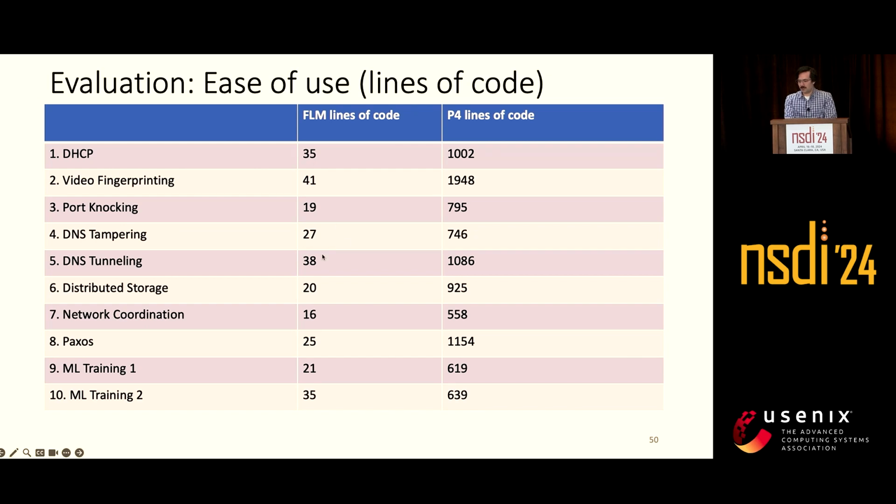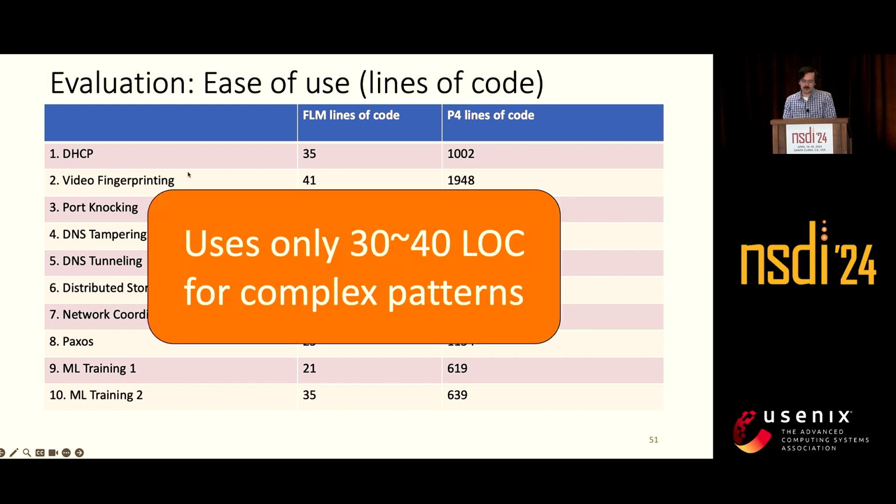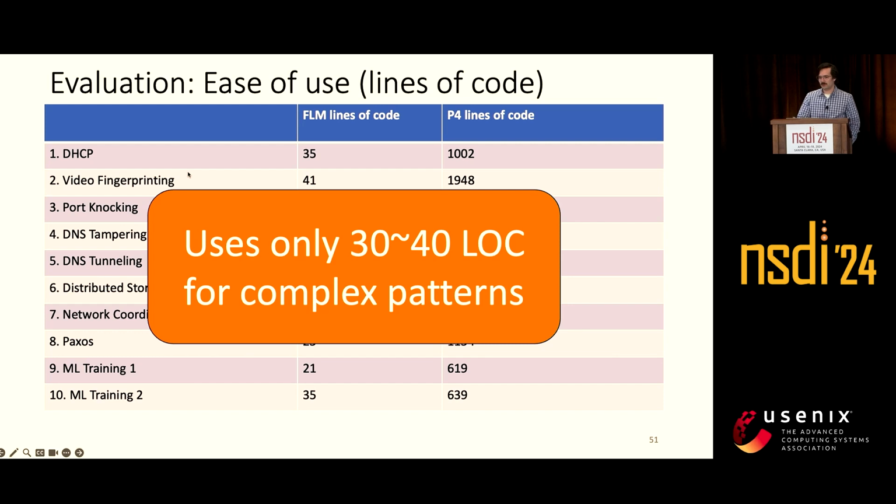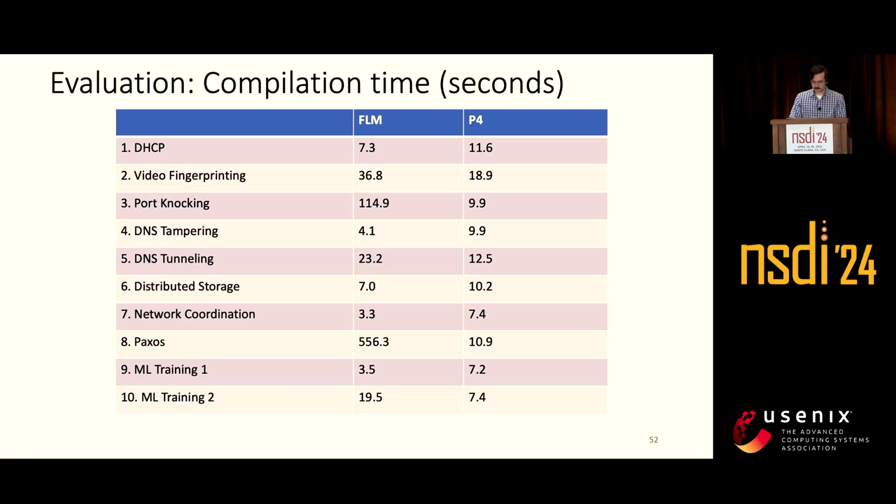Here I'm showing the lines of code that it took to write the FLM monitor, and then the outputted lines of P4 code, which is a proxy for how long it would take to write the monitor by hand in P4. As you can see, it only uses between about 30 to 40 lines of code, even for complex patterns. And also, there's no guarantee you would be able to come up with the DFA implementation on your own anyway, because it has all these weird bit tricks in it.